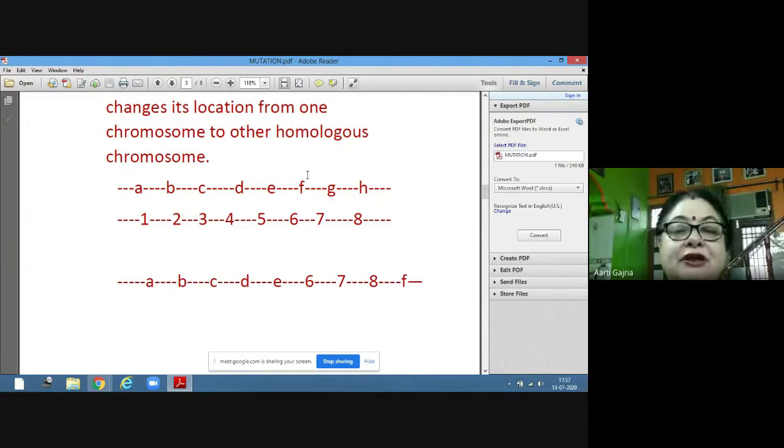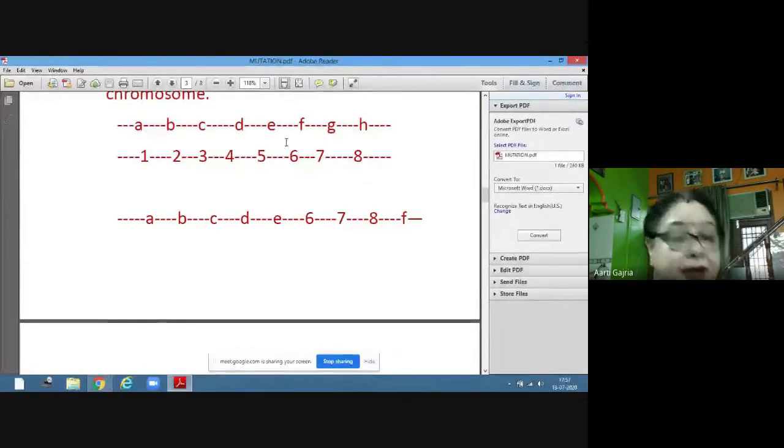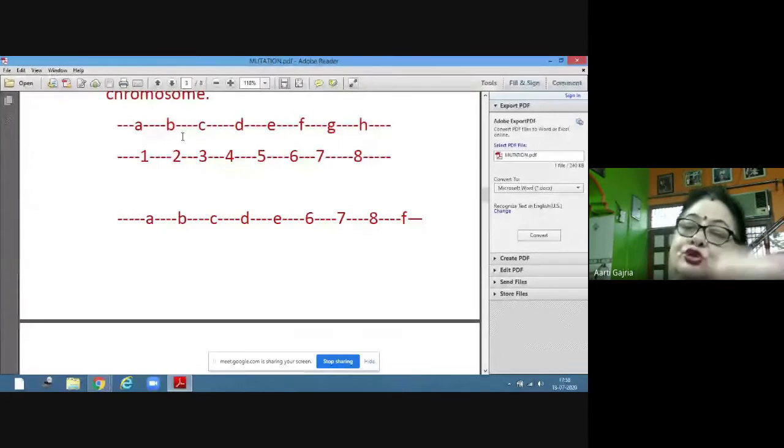So, what will happen? A, B, C, D, E, and then F, G, H. Between E and F, this 6, 7, 8 will go and get translocated. So this is translocation. The first chromosome is changed, and similarly the second would also change. This is translocation of one segment from one chromosome to another.